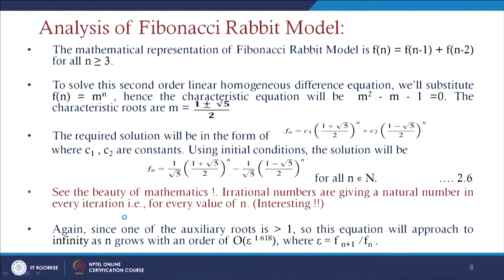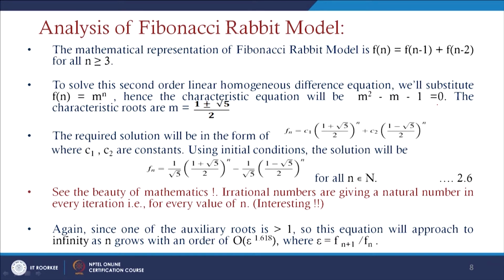Now, going to the analysis of the Fibonacci rabbit model, its mathematical representation is f_n equals f_(n-1) plus f_(n-2) for all n greater than or equal to 3. To solve this, we put f_n equals m to the power n, and hence we have the characteristic equation m squared minus m minus 1 equals 0.